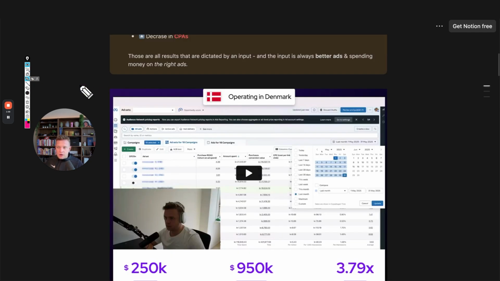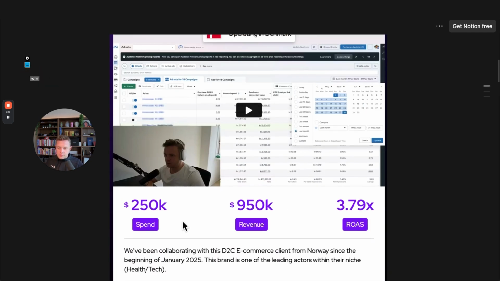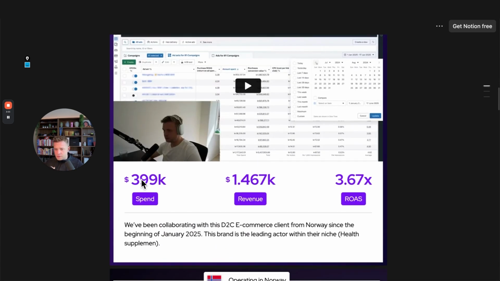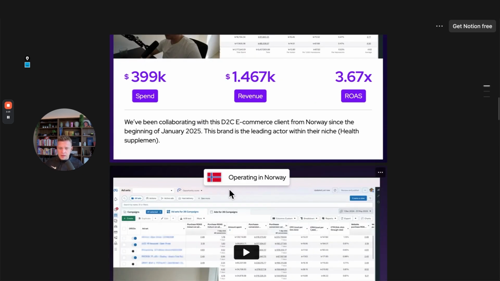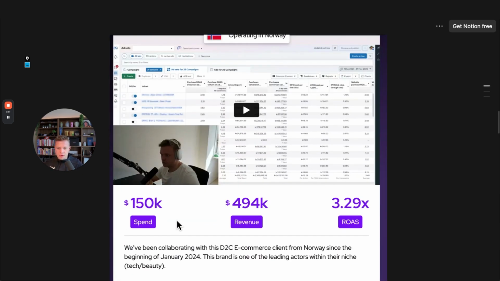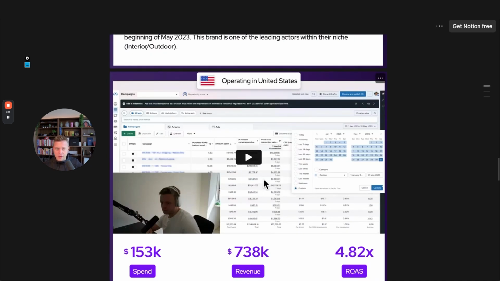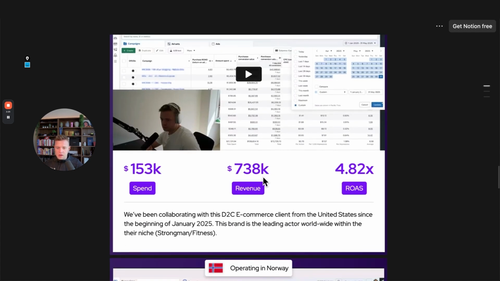That is essentially how we're able to create, for example, this result here where we have spent $250,000 on Facebook ads and we've generated $950,000 in return. Or here where we spent almost $400,000 and generated $1.4 million in return. Or here where we spent $150,000 and generated $494,000. I could go on and on with the results that we've generated for our clients. They're also on my website.